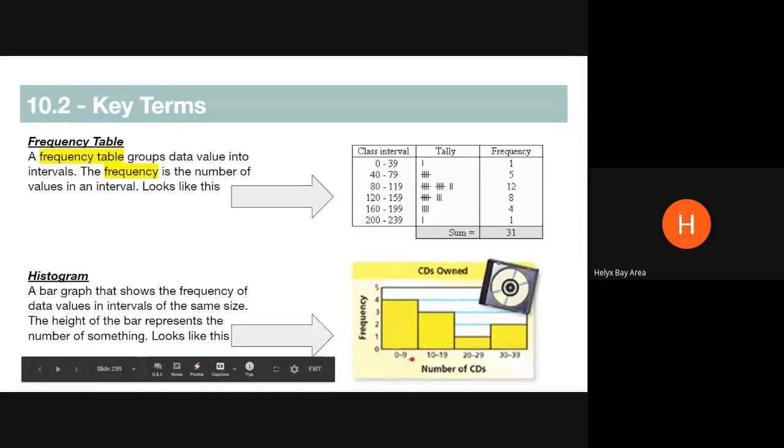If someone owns 10 to 19 CDs, they end up in this frequency graph, which is 3. And then if they own 20 to 29 CDs, it is at least one person who does that. So then 30 to 39 CDs, there's at least 2 people who have 30 to 39 CDs. Does that make a little more sense?